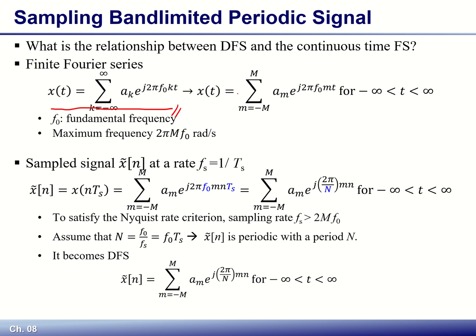So here we can limit the finite Fourier series from minus M to M. So we can handle this number in computers. We call f0 the fundamental frequency, and 2 pi f0 is denoted as omega 0 hat, something, omega 0.